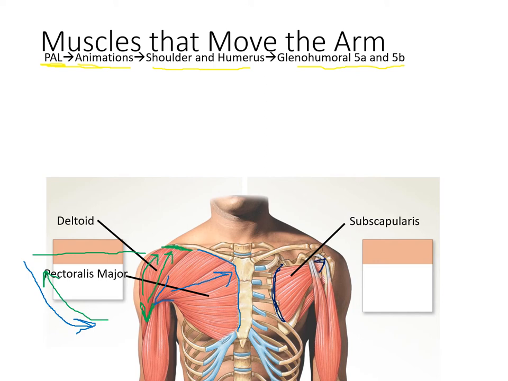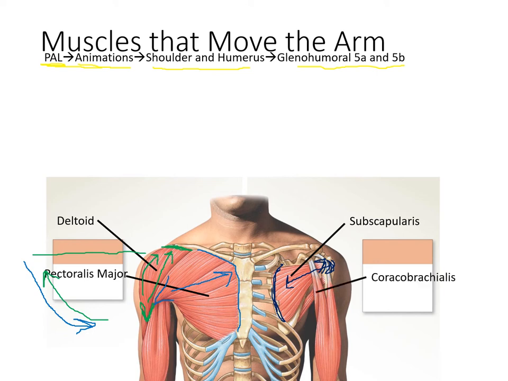Here is the lesser tubercle of your humerus. And the subscapularis actually pulls the humerus in this direction. So it's literally going to rotate the humerus, specifically medial rotation, again, putting your hands on your hips.